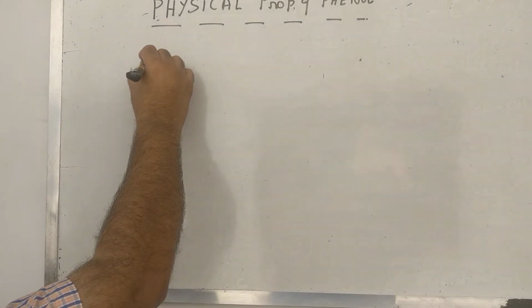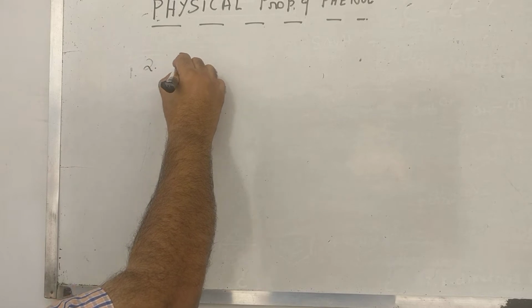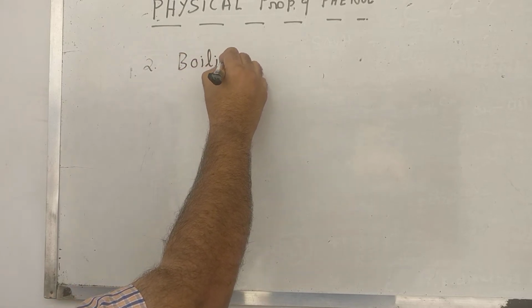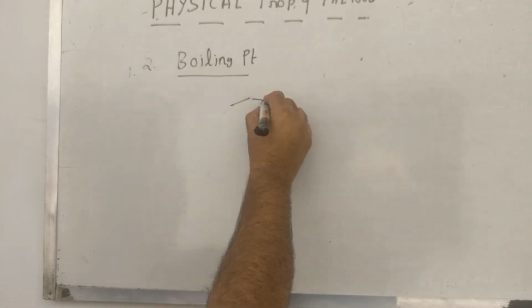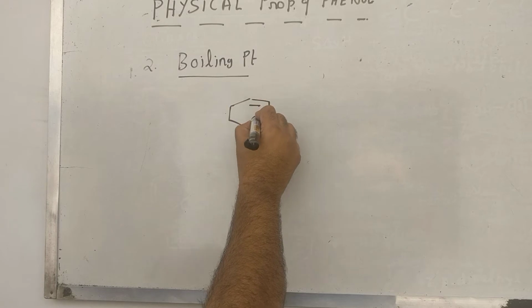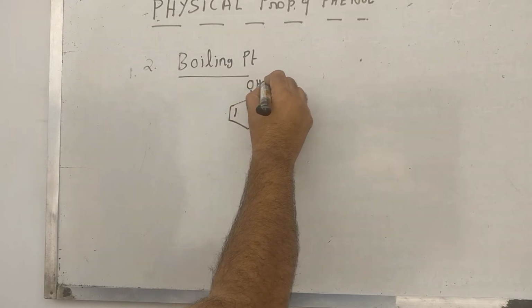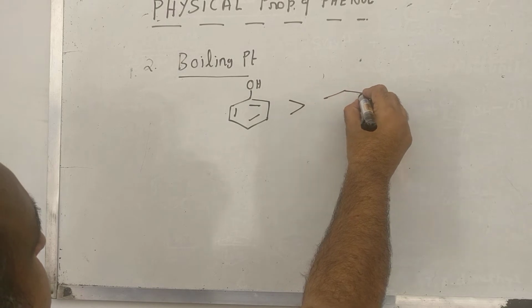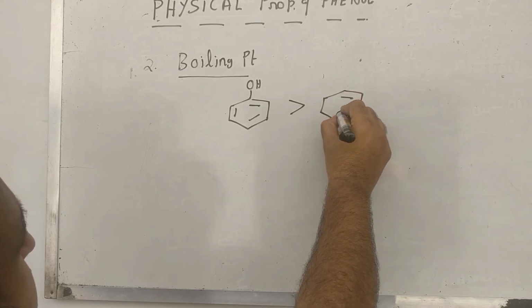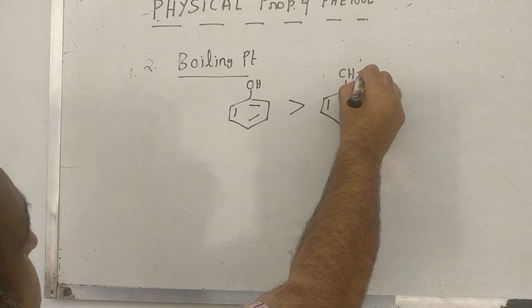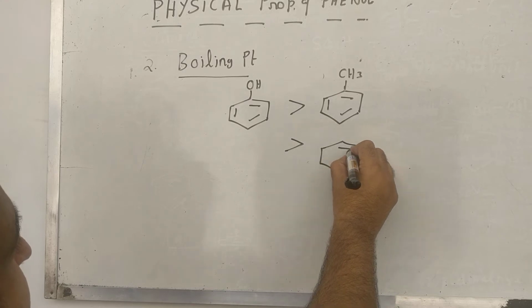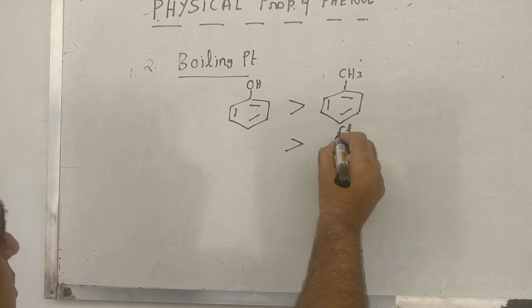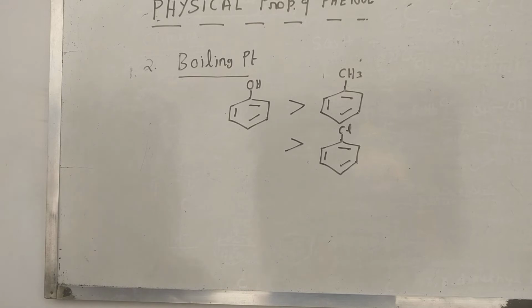Now we are going to compare the second property of phenol, that is the boiling point. Phenol boiling point is more than the corresponding aromatic hydrocarbon. Like phenol boiling point will be higher than the hydrocarbon, that is toluene. You know what is toluene? Benzene with CH3. It will be even higher than aryl halides, like it will be higher than chlorobenzene, bromobenzene and iodobenzene. So let's investigate why the boiling point of phenol is higher than the corresponding aromatic hydrocarbon and even higher than aryl halide.